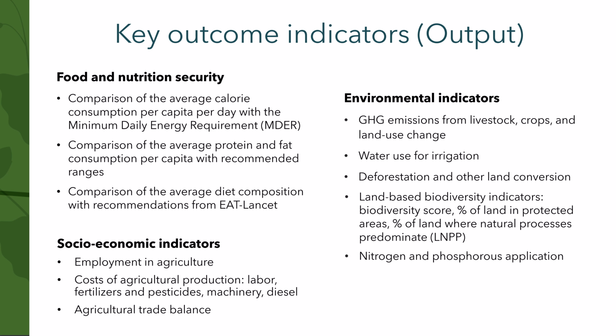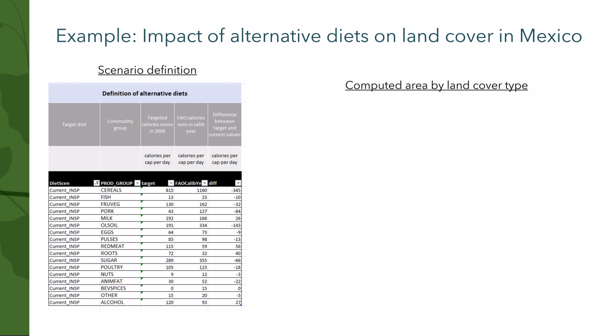Let's now have a look at an example of how a scenario change, specifically a dietary shift, affects the results such as land use. In the table, we have selected the current INSP scenario designed by the Mexico FABLE team in collaboration with the National Institute of Public Health of Mexico. This scenario considers a target diet for 2050 with a significant drop in cereal consumption, vegetable oils, sugar, and pork, while red meat, milk, and roots increase compared to 2020.